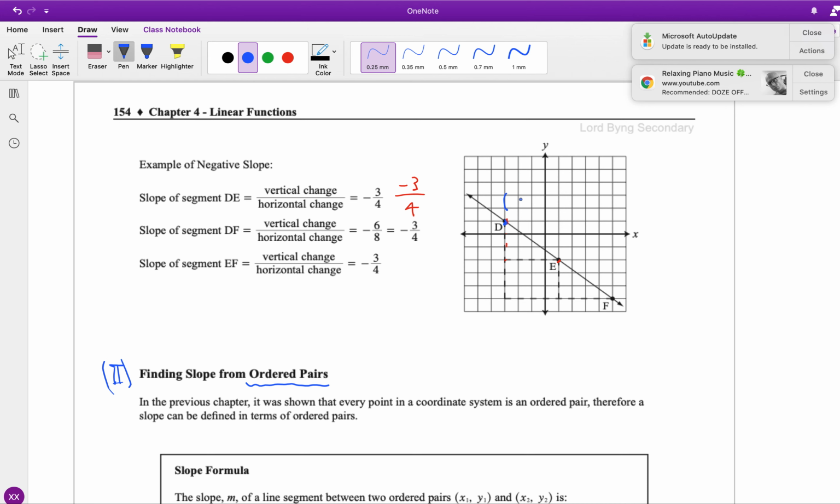This is negative 3, 1. So negative 3 and 1. Okay. And then this one, the coordinate is 1 and negative 2. So if these two ordered pairs are given, how can we calculate the slope?